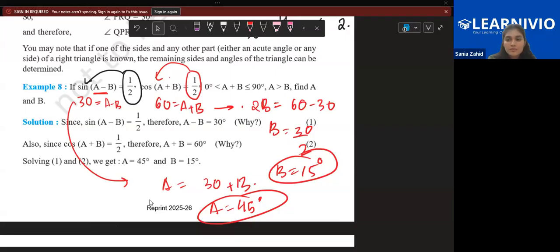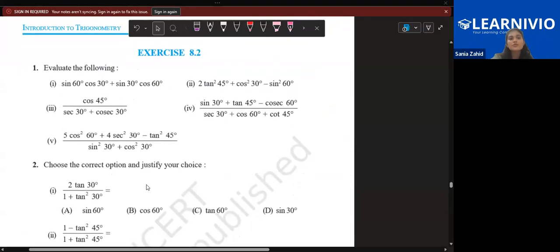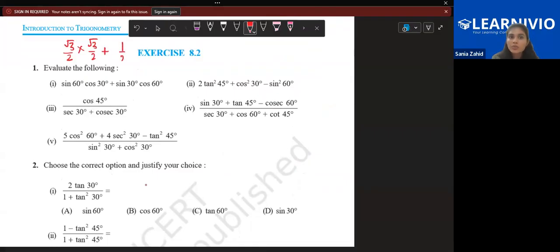Next is evaluate the following: sin 60 cos 30 plus sin 30 cos 60. So sin 60 is how much? Root 3 by 2, into cos 30 is root 3 by 2 again, plus sin 30 is 1 by 2, cos 60 is also 1 by 2. So 3 by 4 plus 1 by 4, 4 by 4. So the answer is 1.